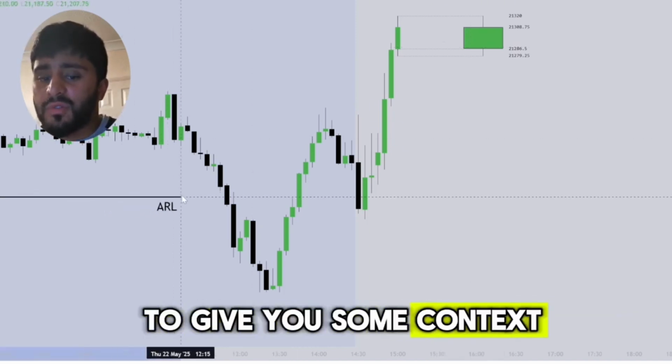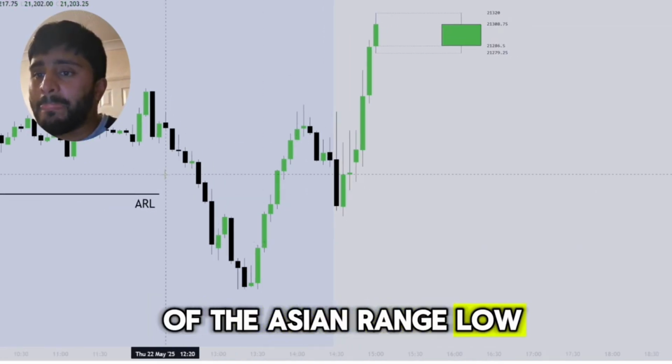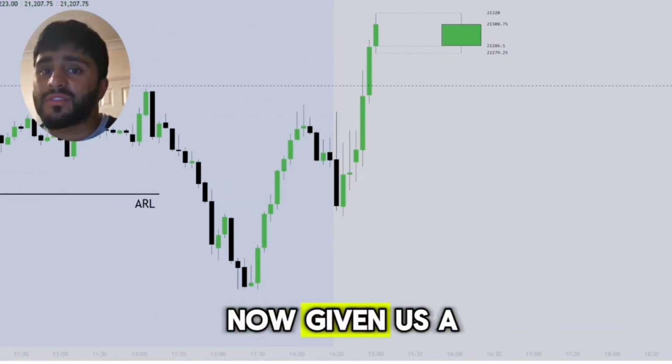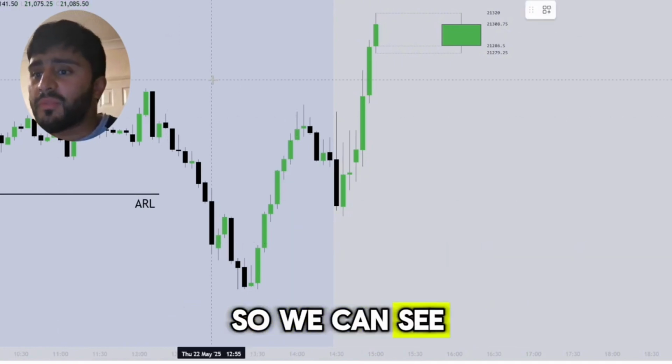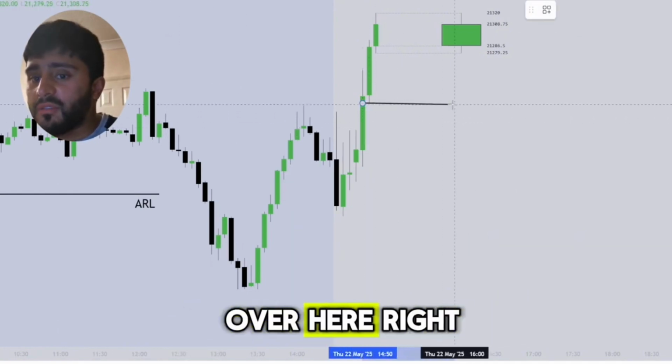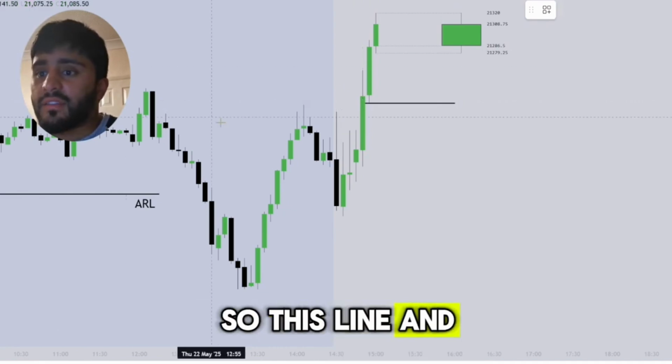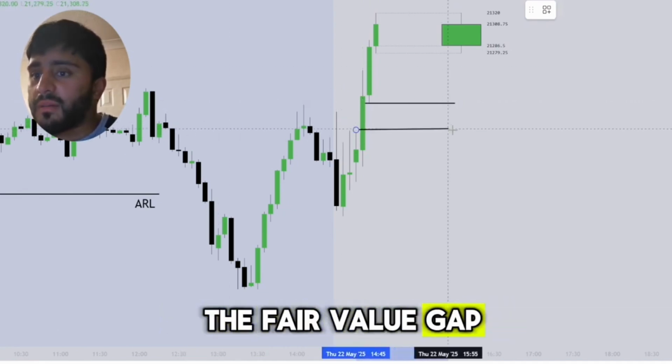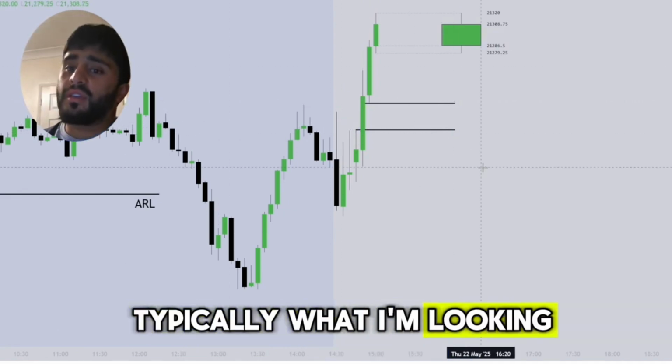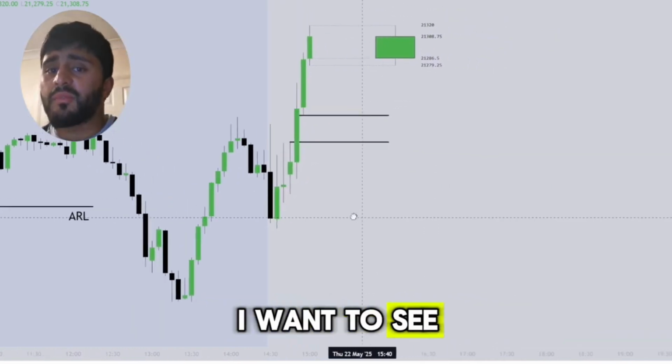And so to give you some context, we've had a sweep of the Asian range low, and price here has now given us a fair value gap, right? So we can see price has left a fair value gap just over here, right? So this line and this line will represent the fair value gap. And so this is typically what I'm looking for in the markets, right? I want to see price doing this, right?